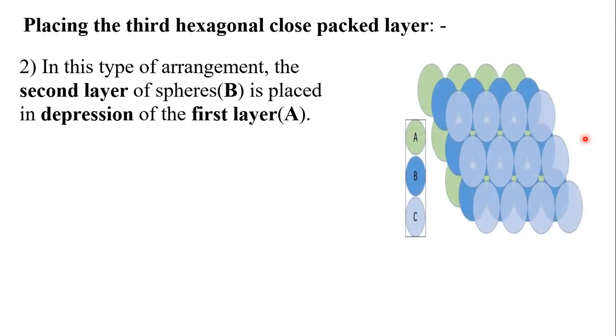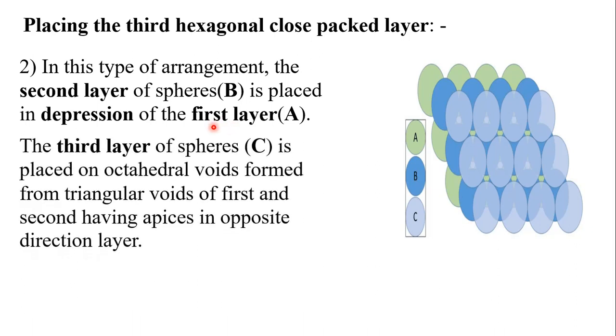Now the second way of placing the third layer, that is like this. In this type of arrangement, the second layer of spheres is placed in the depressions of the first layer, and the third layer of spheres is placed on octahedral voids formed from triangular voids of the first and second row, having apices in opposite direction.